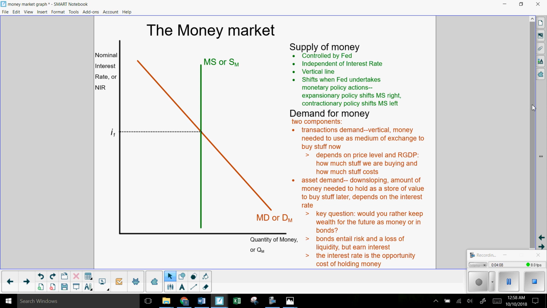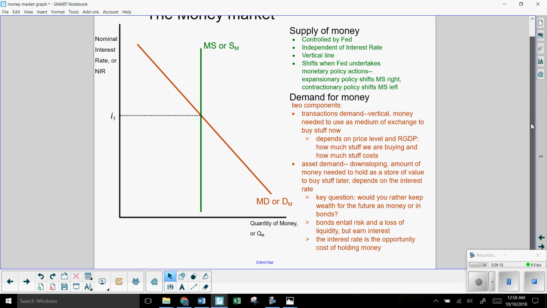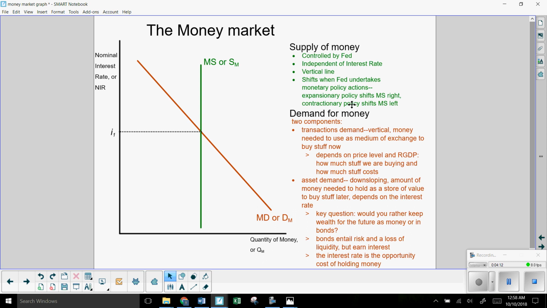Thinking about the demand for money, how does that work? That is indeed a downsloping demand curve, but it's important for you to think about the two components of money demand, and they stem from the two reasons people want money. Really, if you think about why you want money, it's no different than why everybody else wants money. It's either so you can buy stuff now or so you can buy stuff later. And you learned about the important functions money plays. Right now, I'm not thinking about the unit of account one, but I'm thinking about the medium of exchange one and the store of value one.